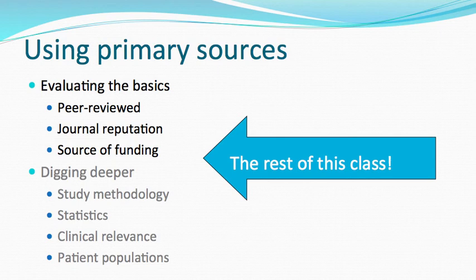So when you're using primary literature sources, you really have to look and evaluate the basics, which is what this class is all about. Is it peer-reviewed? Is it not? What is the reputation of this journal? What's the source of the funding? That's the basic stuff. Getting in deeper, you need to think about the methodology, the statistics. What is the clinical relevance of these findings, and what patient population was involved? And so these are things that we're going to get into with primary literature because it's so difficult to analyze, but it's so essential to be able to do a good job analyzing it.